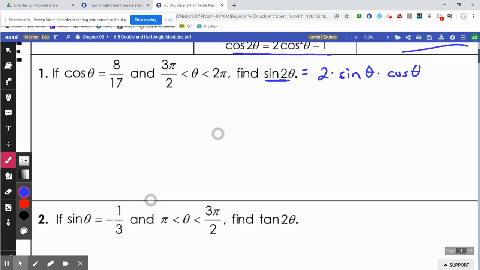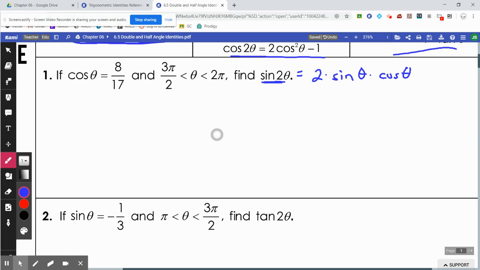So let's zoom in. I'm looking for the sine of 2 theta. I'm going to find it by doing 2 times the sine of the original angle times the cosine of the original angle. Now, the cosine of the original angle, look, it's right here. The cosine of my original angle is 8/17. Now, this part tells me, again, my angle is between 270 and 360. Now, what does that mean? My angle is in the 4th quadrant. That's all you need to know. My angle's in the 4th quadrant.